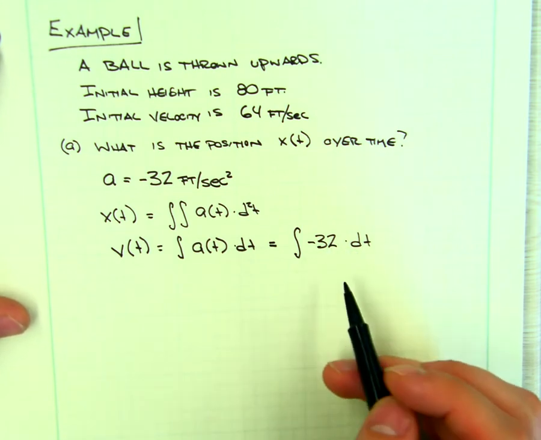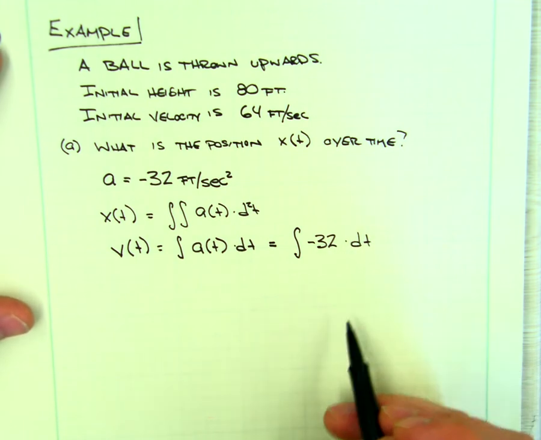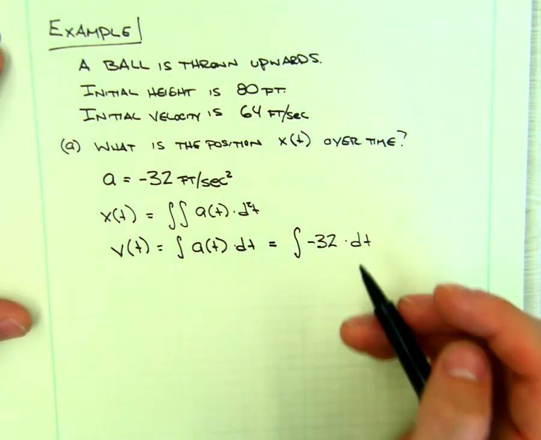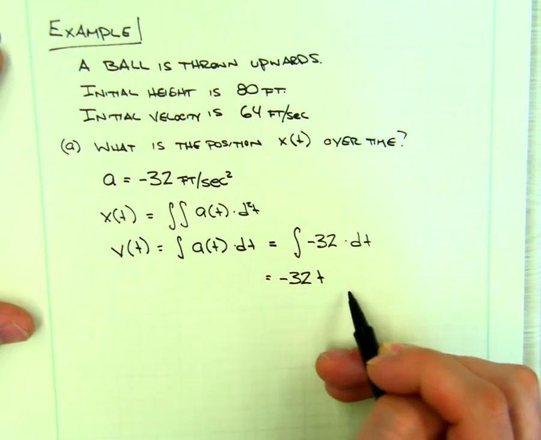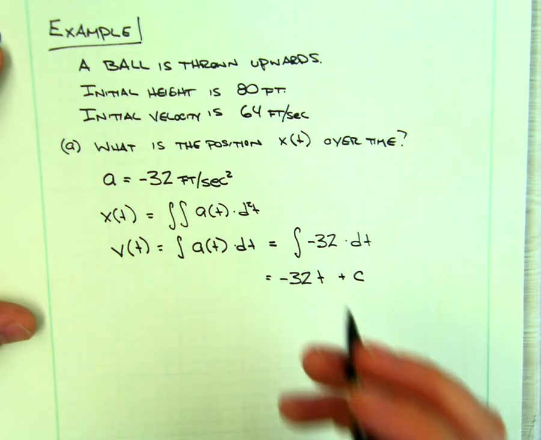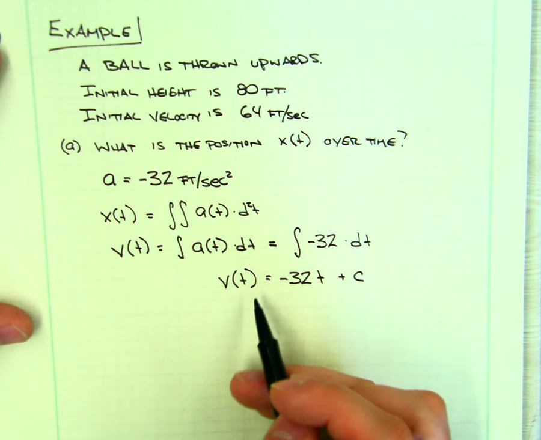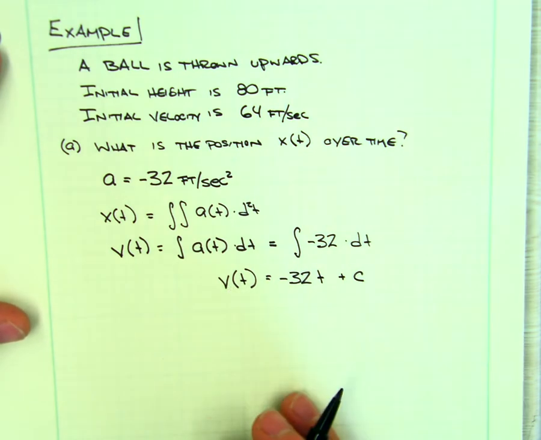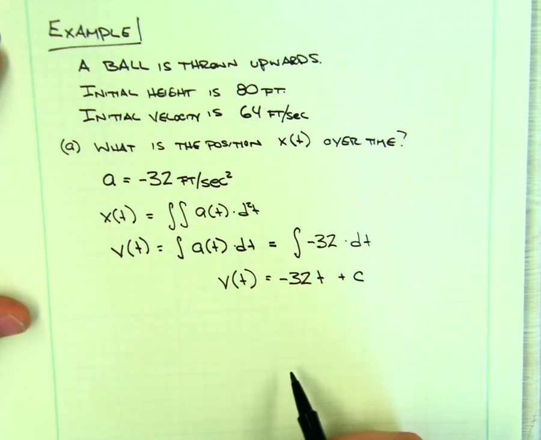Nothing to it. So when you integrate a constant, it's just going to be equal to negative 32 t. And then of course, because it's an indefinite integral, there's going to be some constant here. Now this is going to be my velocity function. So velocity as a function of time is going to be equal to negative 32 t plus c.